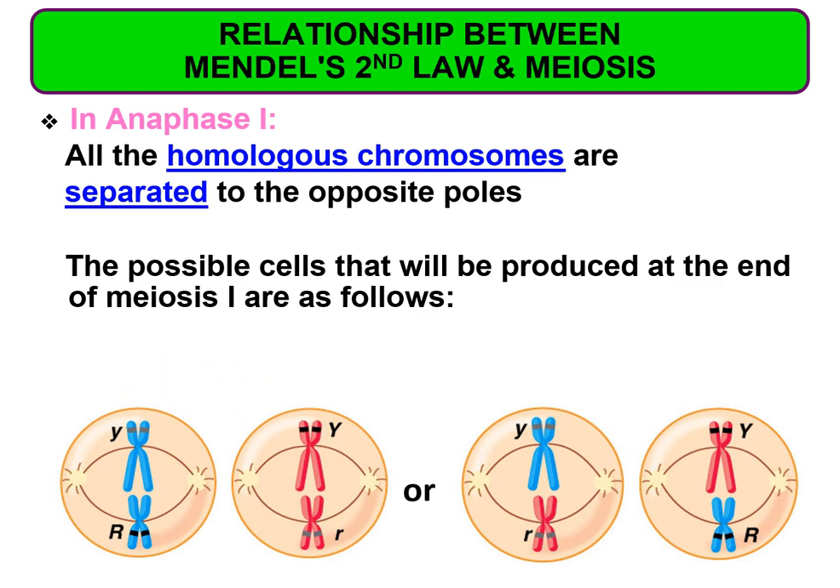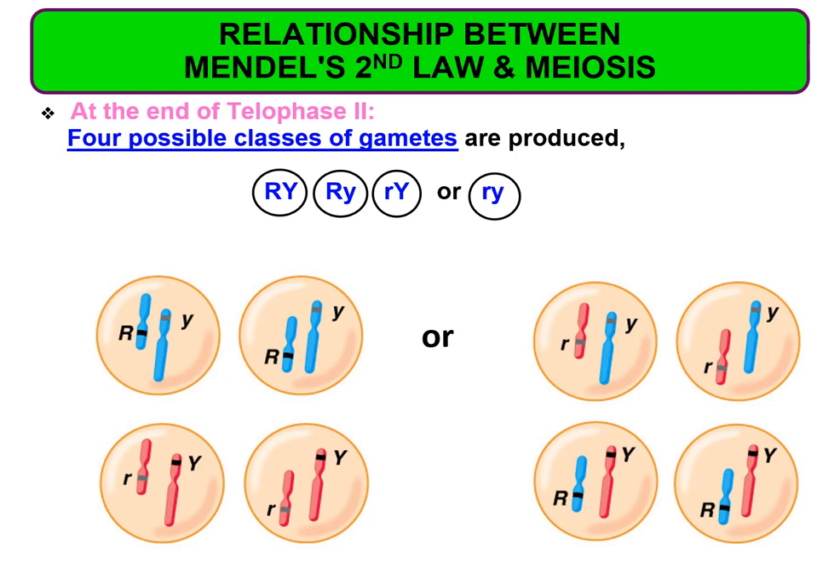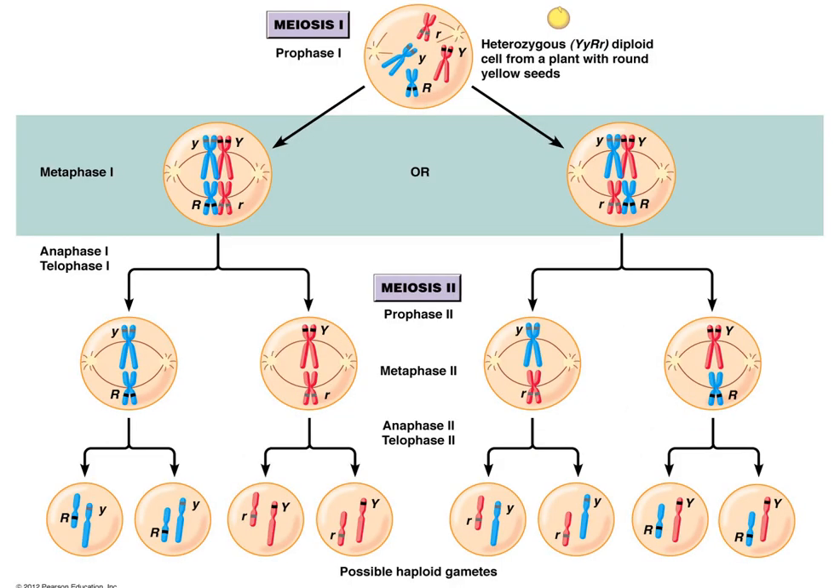So in anaphase 1, the homologous chromosomes separate to opposite poles, menyebabkan dah berlaku kombinasi yang berbeza ni. Ini adalah hetero. Ini adalah kombinasi dominan dan recessive. Ini pun sama. Ini recessive-recessive. Yang ini dominan-dominan. Jadi at the end of telophase 1, four possible classes of gamete are produced.